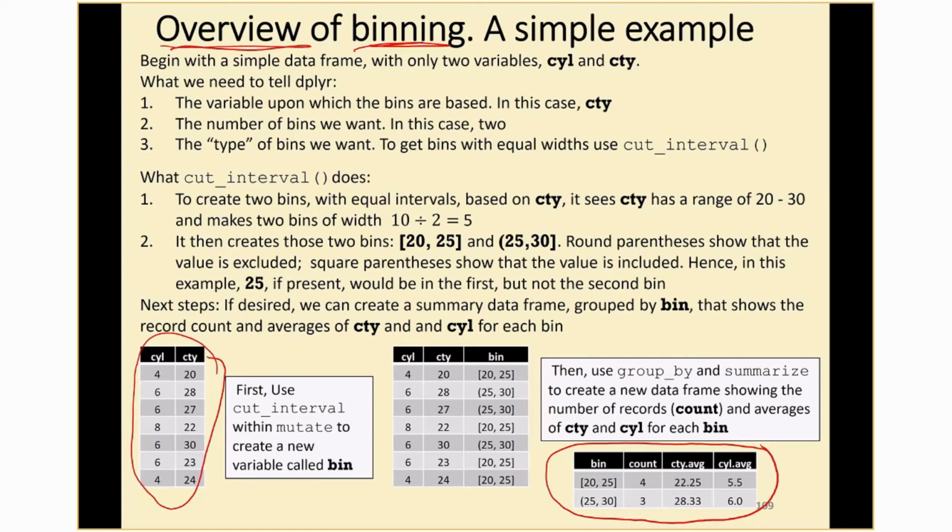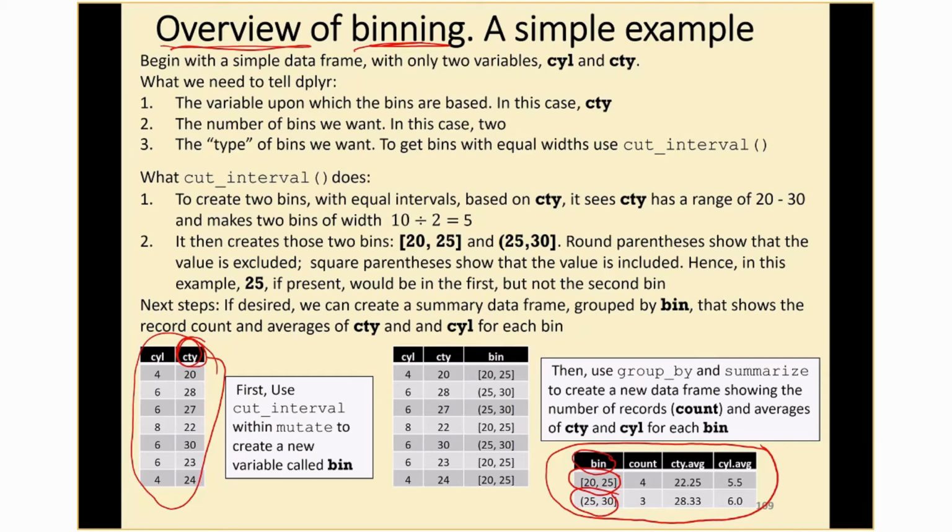And so it's going to have this new variable called bin. And this new variable called bin is going to be based on city mileage. And it's going to have two intervals of equal width. First one goes from 20 to 25, and the second one goes to 25 to 30. And those bins, as I said, are based on city mileage.